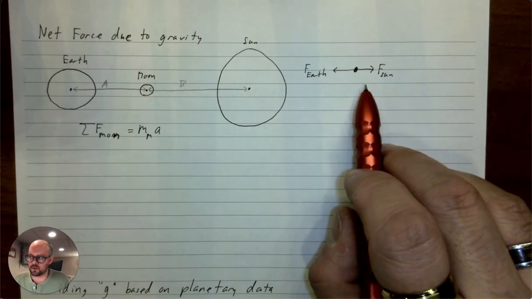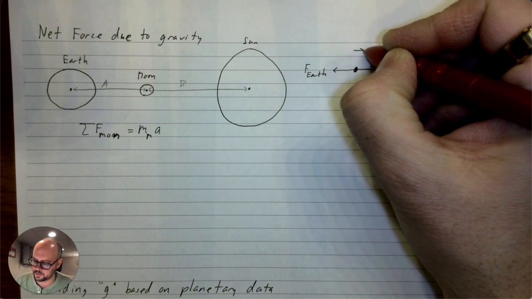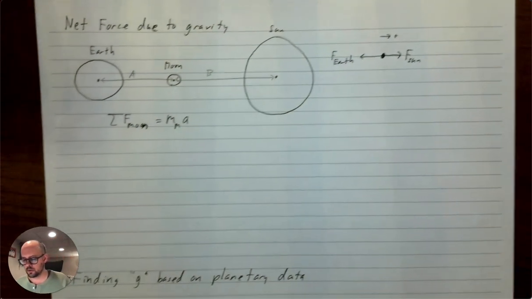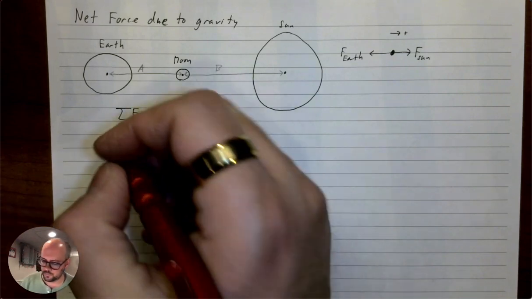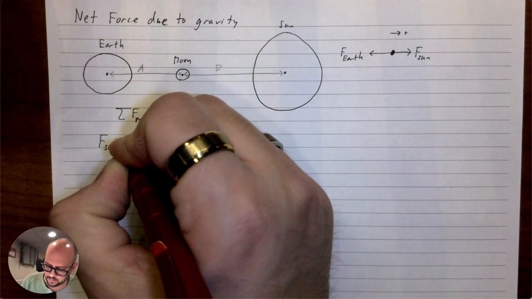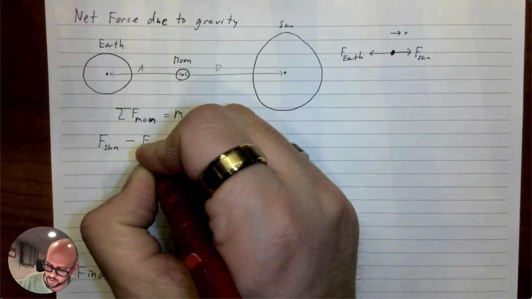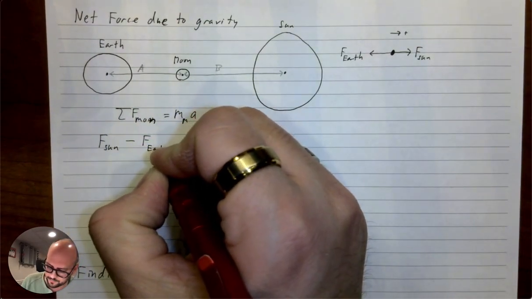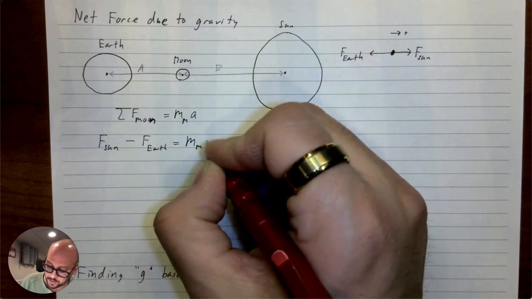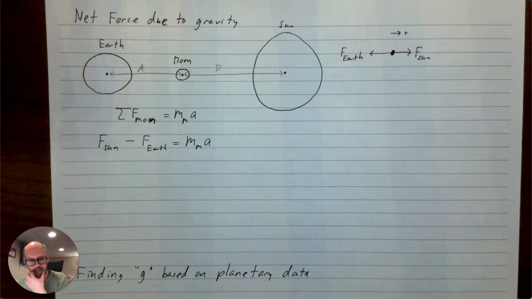So you can decide for yourself which direction is positive, but I'm going to decide that the direction that the sun is in is positive, which means that the net force on the moon is going to be the force caused by the sun minus the force caused by the Earth. And then that's going to be equal to the net force, so the mass of the moon times the acceleration. And so we're just noticing that there's multiple forces of gravity.